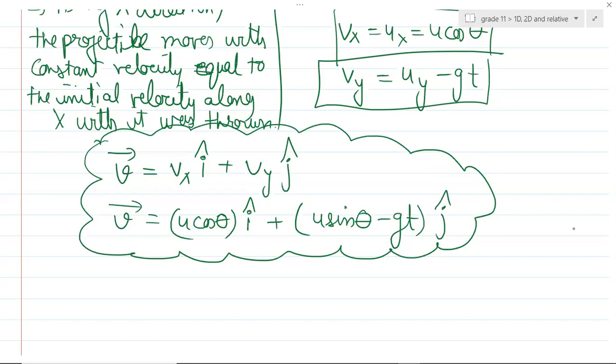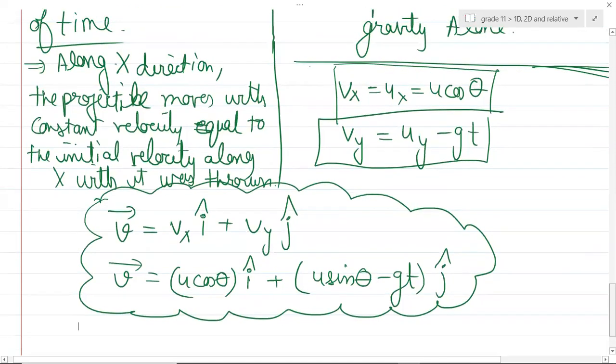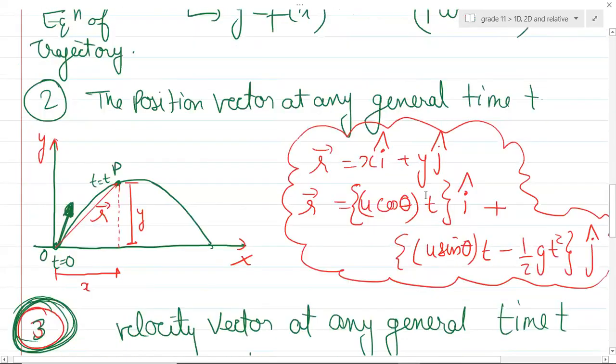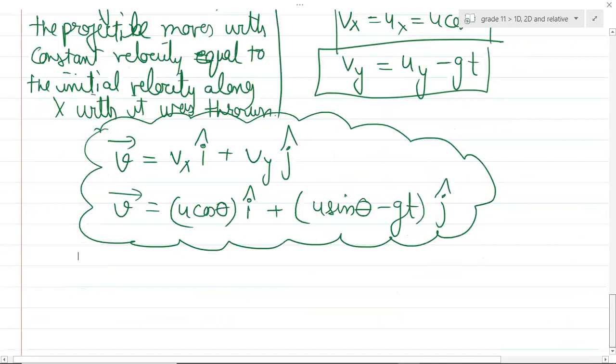Sir, can this be asked in our school exam? Yes, they can ask this, like the derivation. They can ask the derivation for the velocity vector as well. But this formula will be used later on when I go to angular momentum, torque and all, in later chapters. So anyways, is this clear?